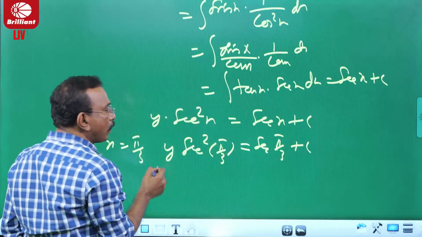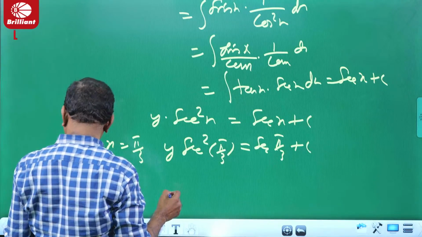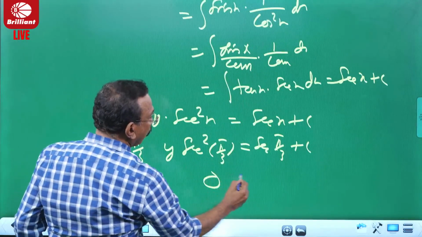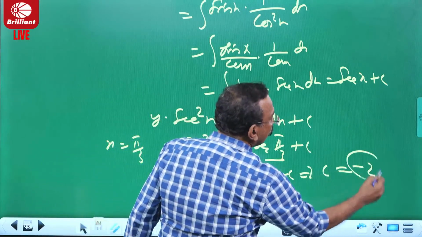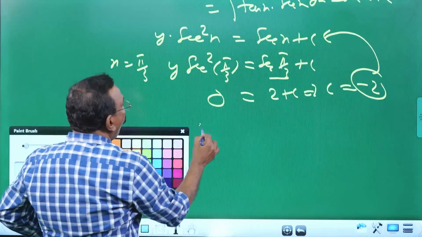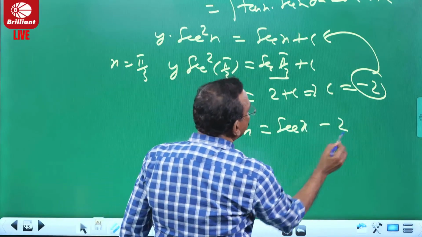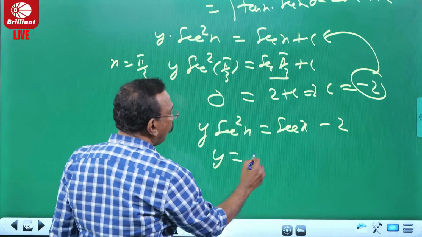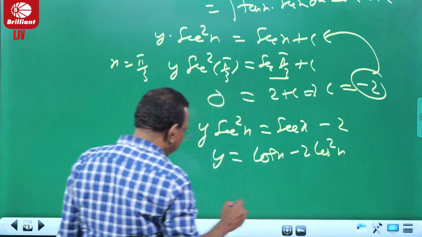You know what secant square pi by 3 is, and y is actually 0, so we can replace this value with 0. So this expression is equal to 0, and secant pi by 3 is 2, plus c, which implies that c is equal to minus 2. Replacing this here will give y into secant square x is equal to secant x minus 2. Dividing by secant square x, y is equal to cos x minus 2 cos square x. This is the final answer.